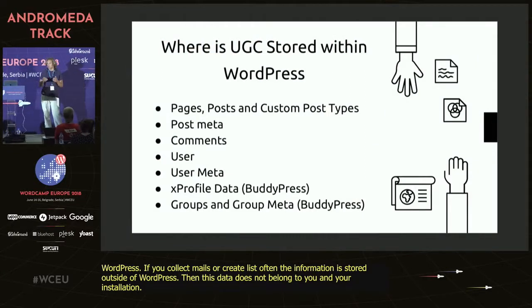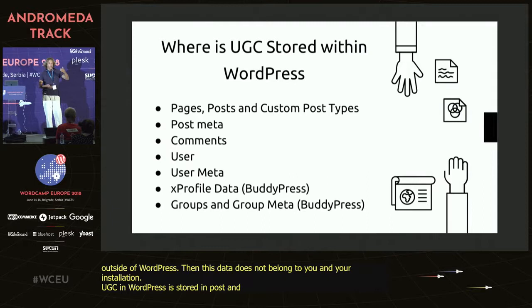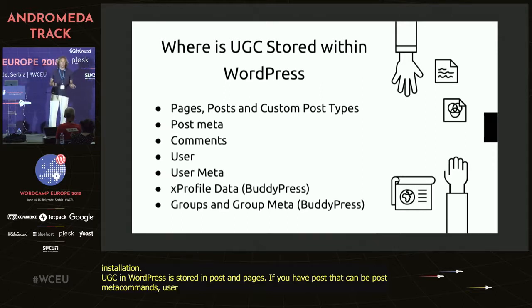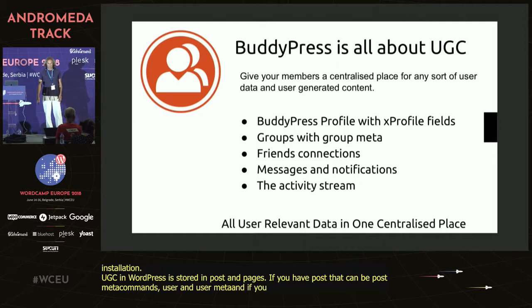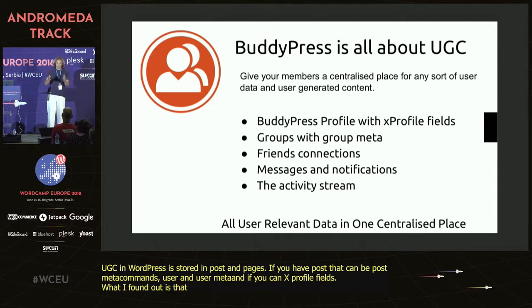User-generated content in WordPress is stored in posts and pages. If you have posts, that can be post meta, comments, users and user meta, and if you use BuddyPress, that can be xprofile fields. What I found out is that often we have many different kinds of user-generated content scattered all over the site.